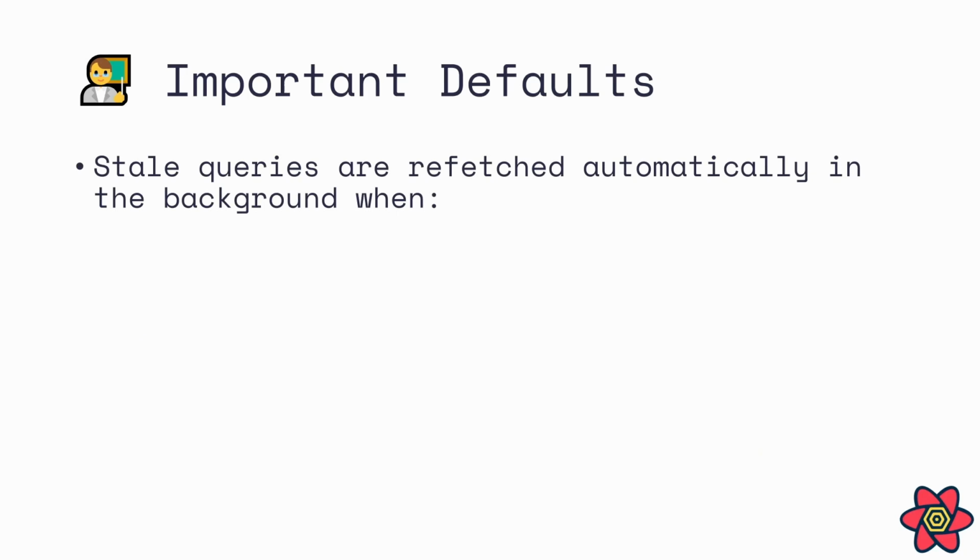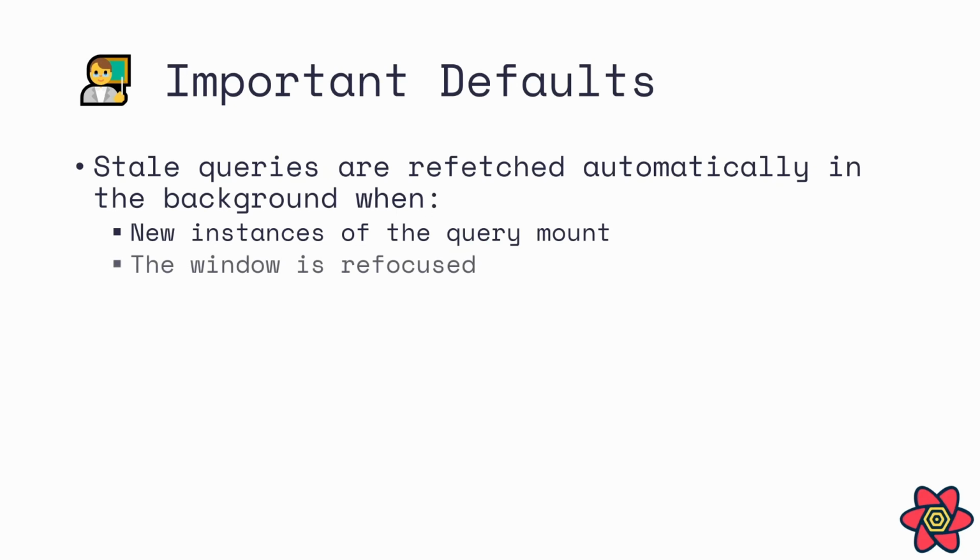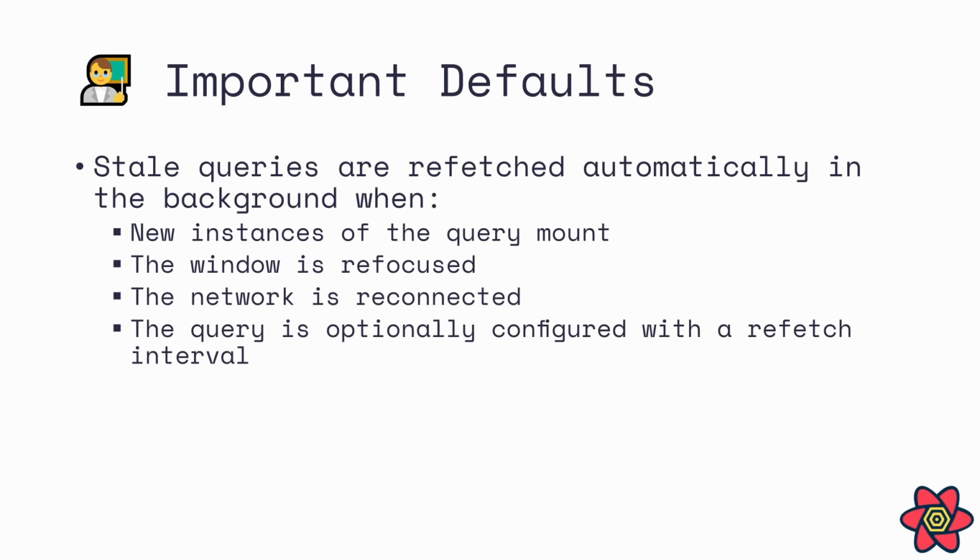So let's expand on these certain conditions. Stale queries are refetched automatically in the background when the following happens. New instances of the query mount, like a new React component using that query. If the window is refocused, if the network is reconnected, or if the query is optionally configured with a refetch interval. So we can see that React Query handles a lot of refetching logic for us.